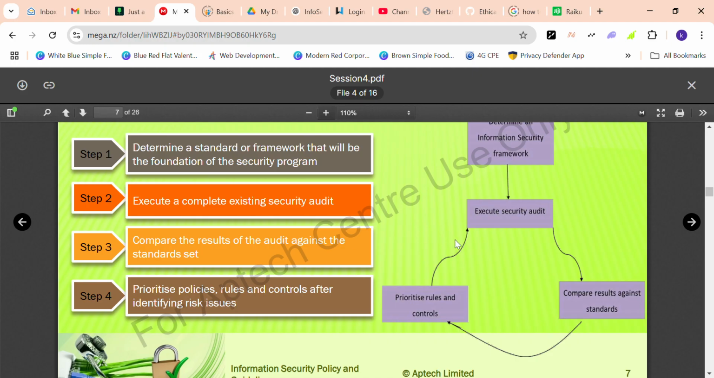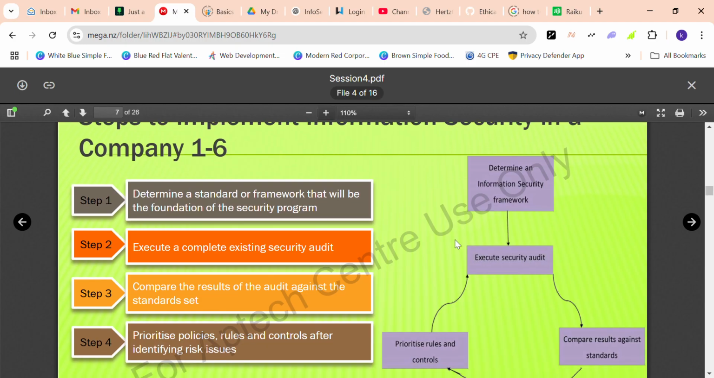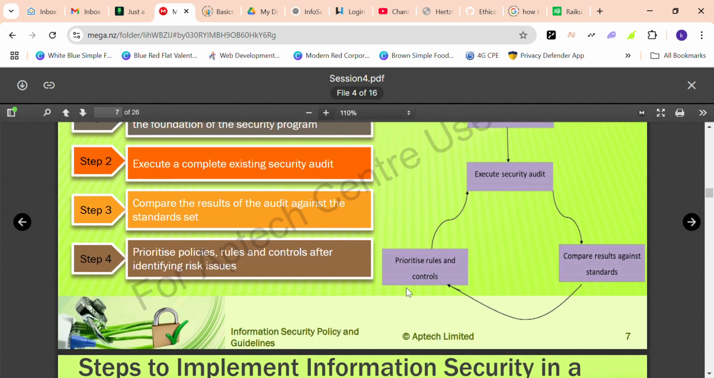Now, determine an information security framework. This is the structure. Once you determine it, execute the security audit, then prioritize rules of control, and for you to prioritize rules of control, you have to compare results against standard. After that, you go to what? Prioritize rules and control. Then you go back to the security audit.